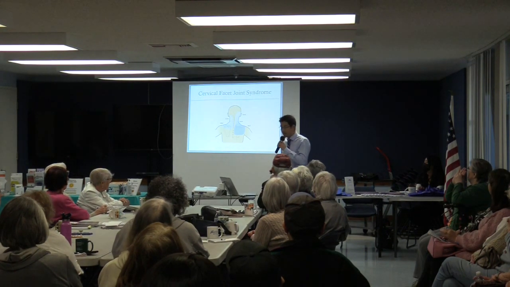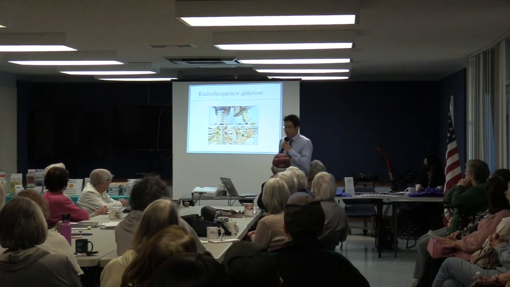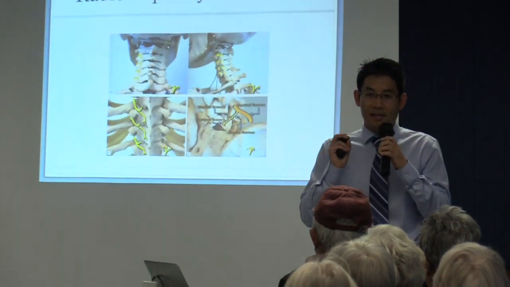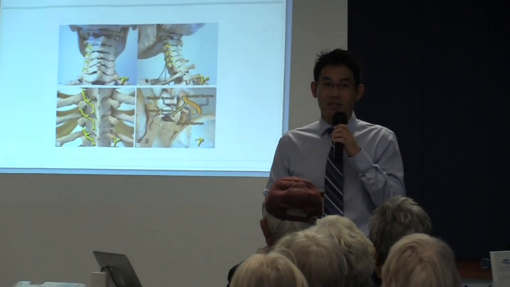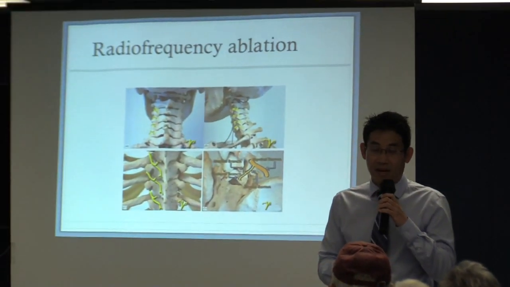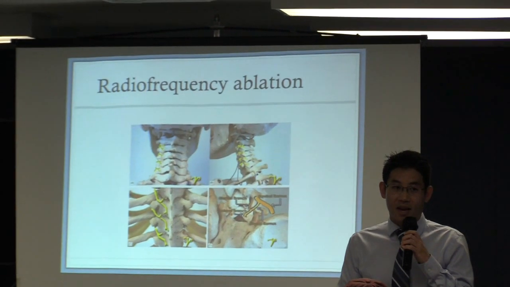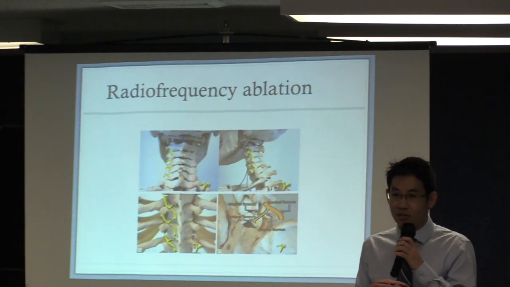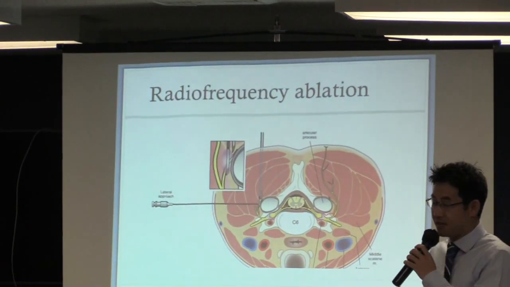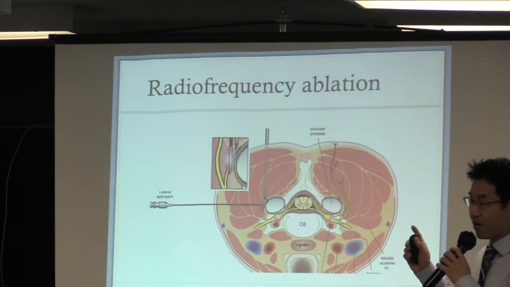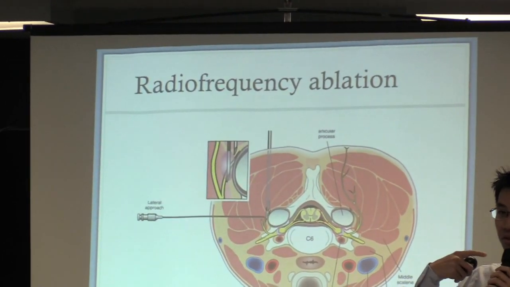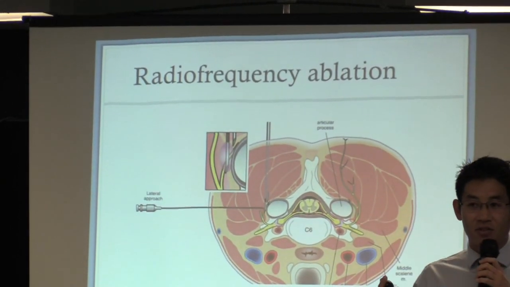Here's another image. We're able to make a diagnosis of facet joint syndrome by anesthetizing a nerve that allows you to feel that facet joint. And if it results in significant neck pain relief, then you can do an ablation. So we do ablations of these nerves as well in the office. This is a diagram of a radio frequency needle, very similar to the one we use for the knee, that can go to this nerve that allows you to feel that facet joint.